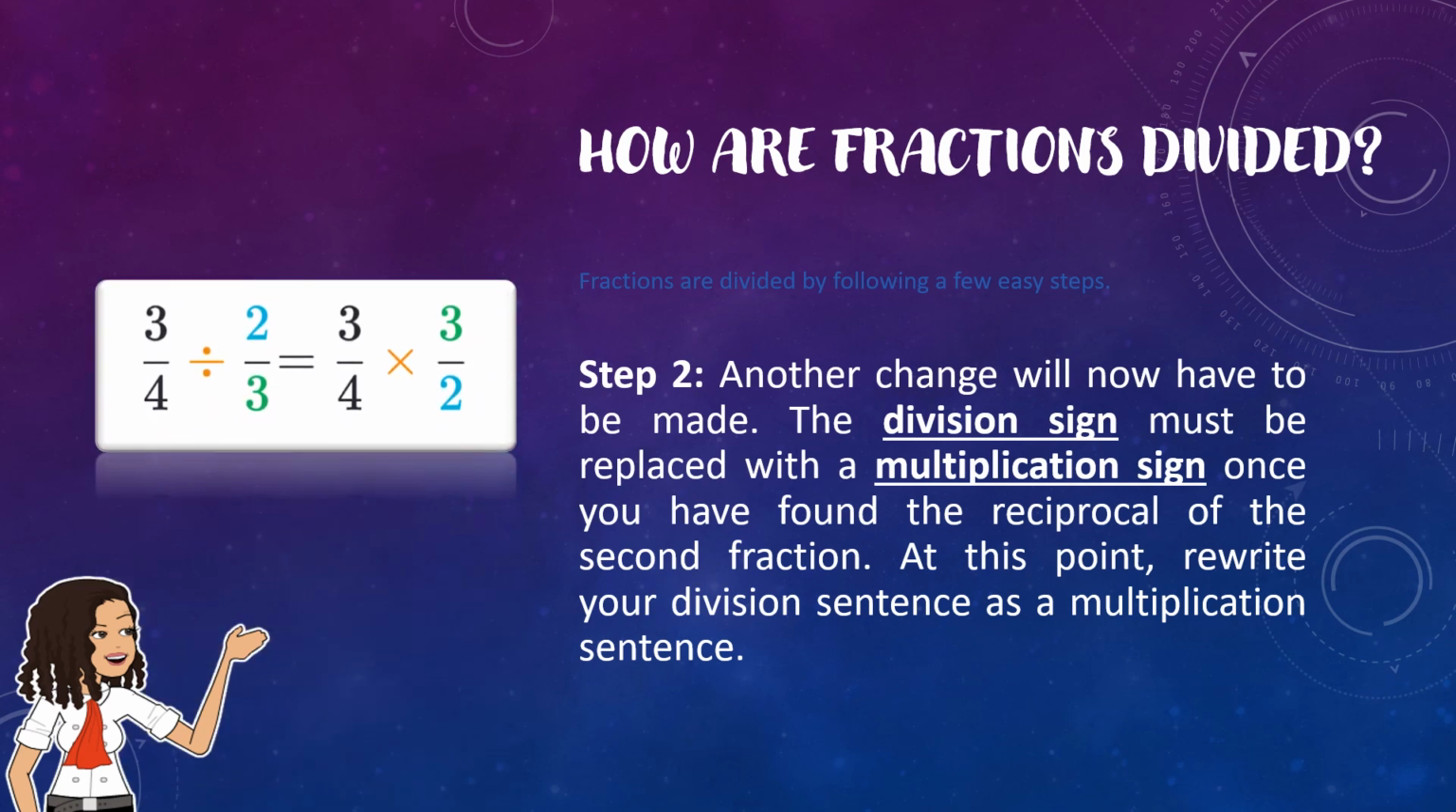So you can see here, we have 3/4 that we're dividing by 2/3. When we find the reciprocal of 2/3, the division sentence is rewritten as 3/4 multiplied by 3/2. Don't worry about it becoming an improper fraction. This is what's supposed to happen if you started out with a proper fraction.